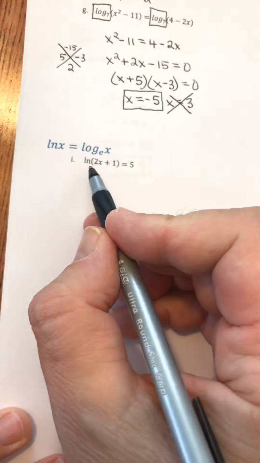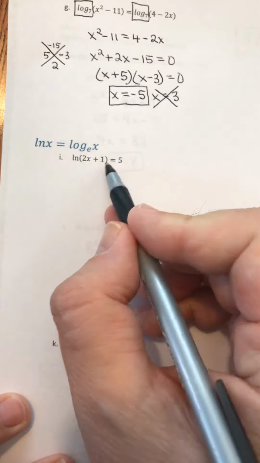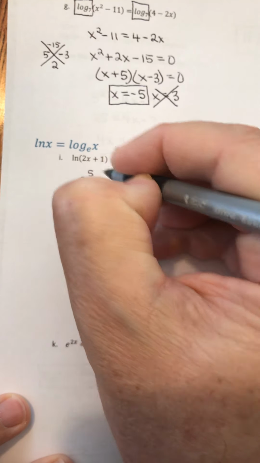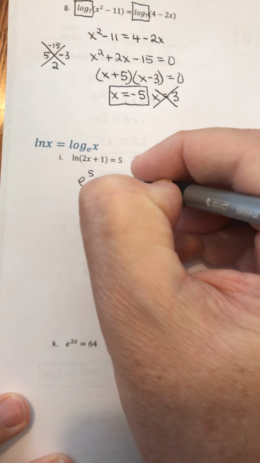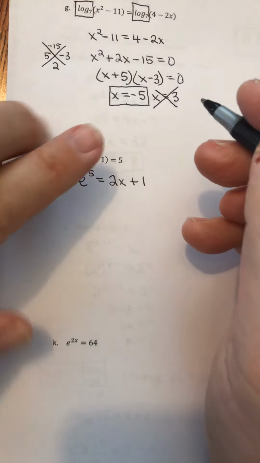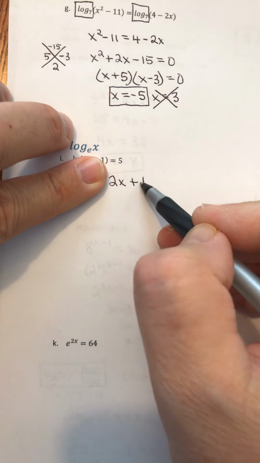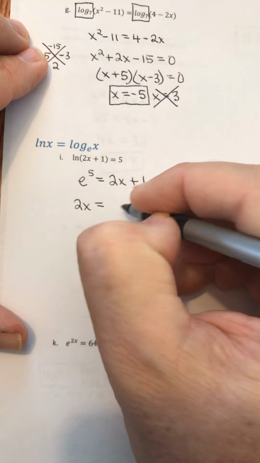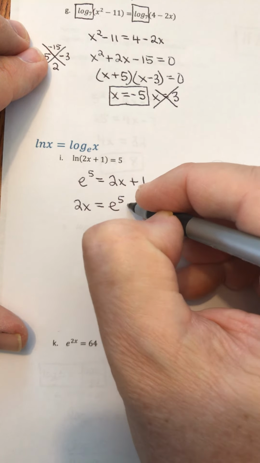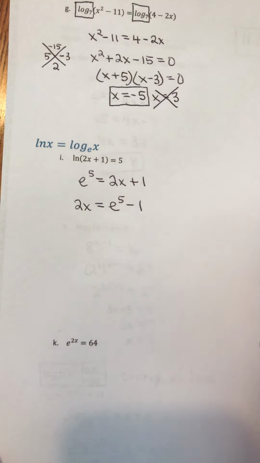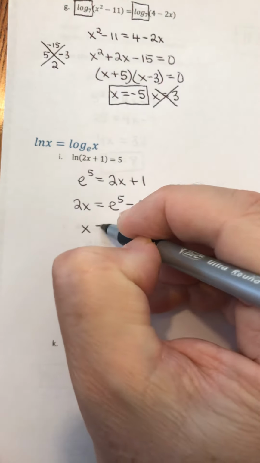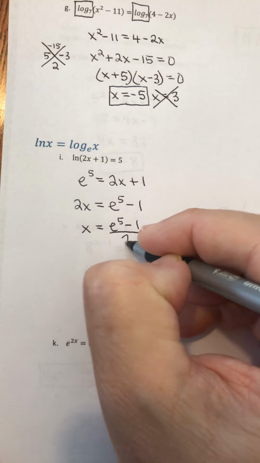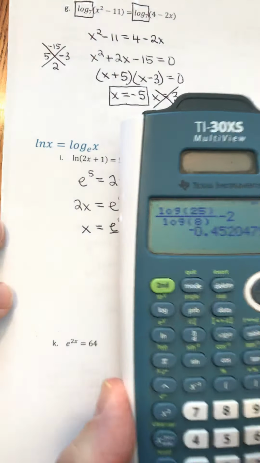Now remember, ln has a base of e. We've done that before. And I can't type that in my calculator, so I'm going to go around the world. e to the 5th power equals 2x plus 1. Okay, forget about this side for a second. If you want to solve for x, I want to subtract the 1, divide by 2. So I'm going to subtract the 1. Now the 1 is being subtracted from the e to the 5th, not the 5, the e to the 5th. And then I divide by 2. So it'd be e to the 5th minus 1 over 2, which can be done in the calculator.